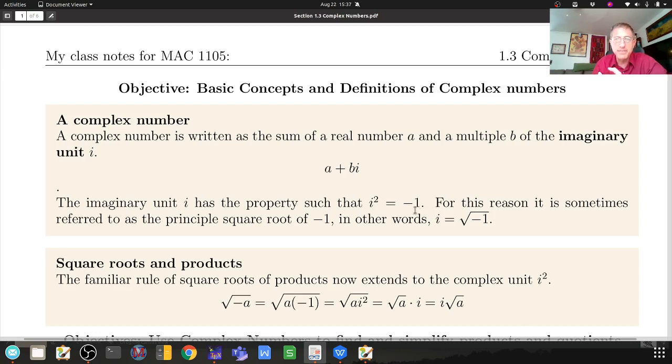Mathematicians literally just created this number, and they created the number because it has a property that they wanted. And that property was that if I square it, I get minus 1. No real number has that property. Every real number squared is either greater than or equal to 0. And this is not a real number. It's the imaginary unit, and it has the property that i squared is equal to minus 1. It's easy to argue that this was one of the greatest advances in mathematics.